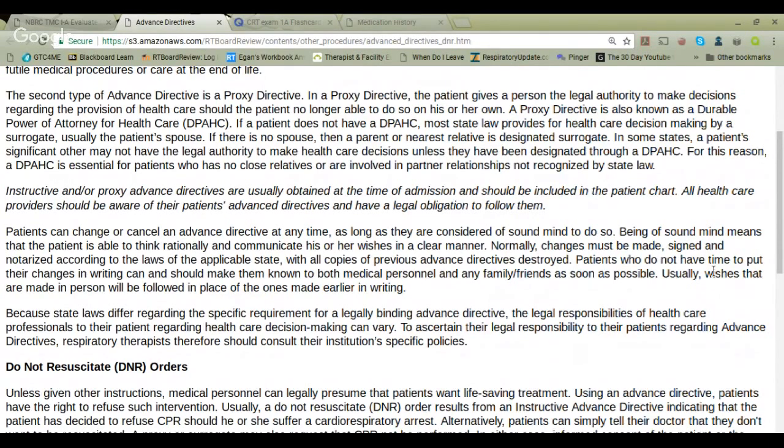Patients who do not have time to put their changes in writing can and should make them known to both medical personnel and any family or friends as soon as possible. Usually, wishes that are made in person will be followed in place of the ones made earlier in writing.